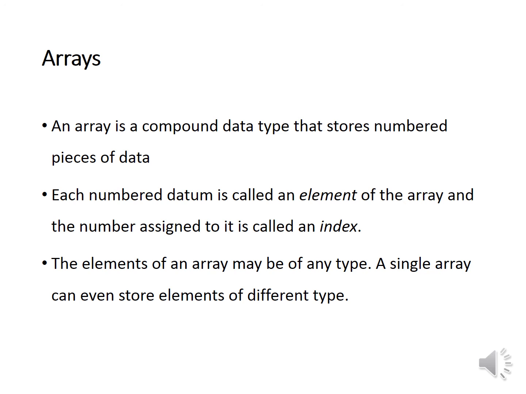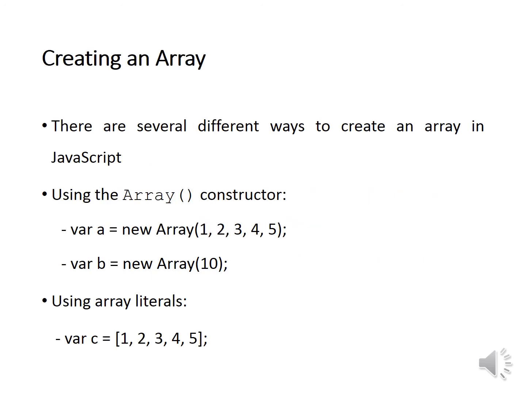It means we can access any data from anywhere in the array by using the index of that array. The elements of an array may be of any type. A single array can store elements of different types, no problem. Creating an array: how to create an array in JavaScript? var a = new Array(1, 2, 3, 4, 5). That is the first example of an array, using the array constructor. The next one is variable b = new Array(10), which will consist of 10 elements. Okay, so using array literals, for example, variable c = [1, 2, 3, 4, 5].